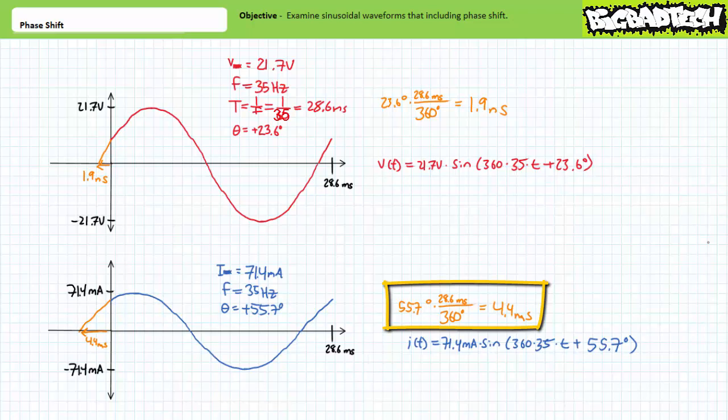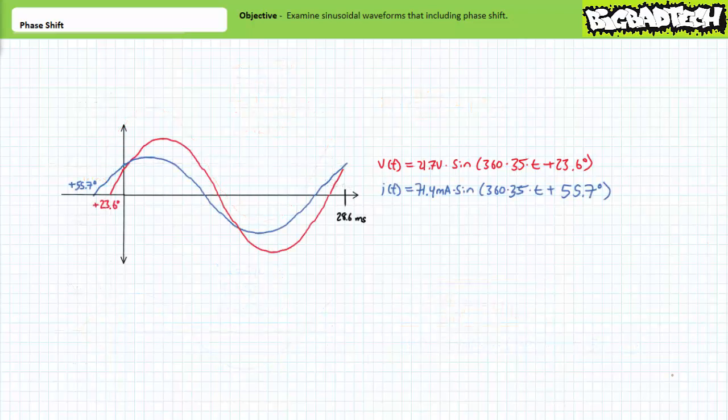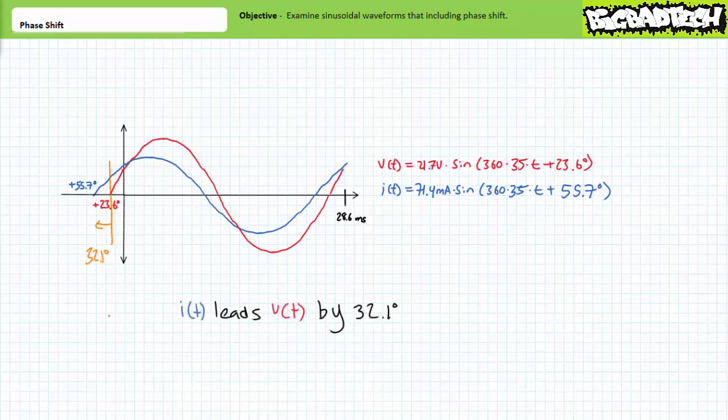When both these waveforms are placed in the same graph, there's an obvious relationship between the two. It's immediately evident that I of t zero crossing going positive is in front of V of t zero crossing going positive, and current can be said to lead voltage. By how much does current lead? It should be obvious that current leads voltage by the absolute difference of 32.1 degrees.